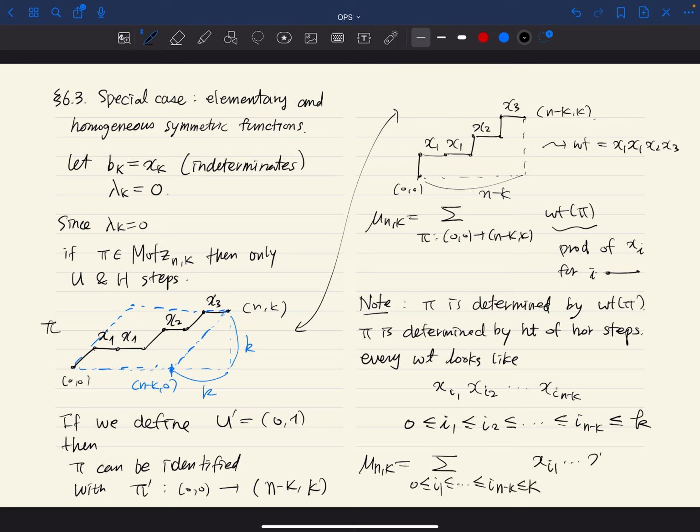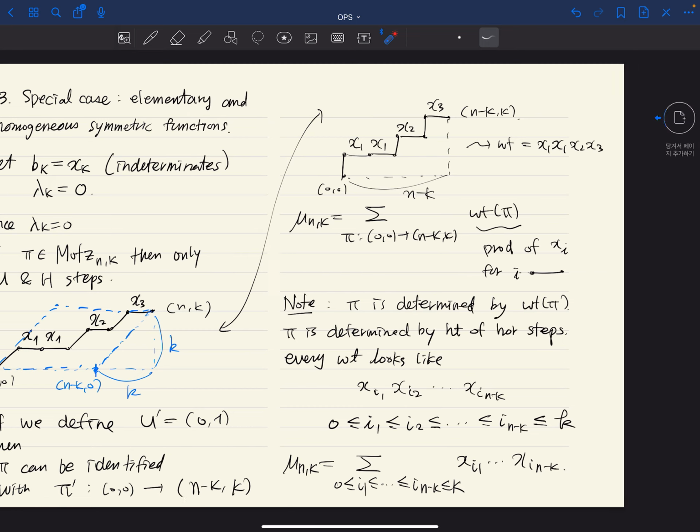xi1 ... xi n minus k. Okay, this is what we showed. But this kind of sum is a well-known quantity called a homogeneous symmetric function. So we're going to define homogeneous symmetric functions. But first, let me define what a symmetric function is. So, definition.